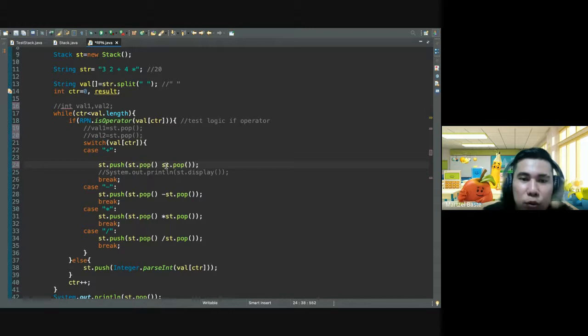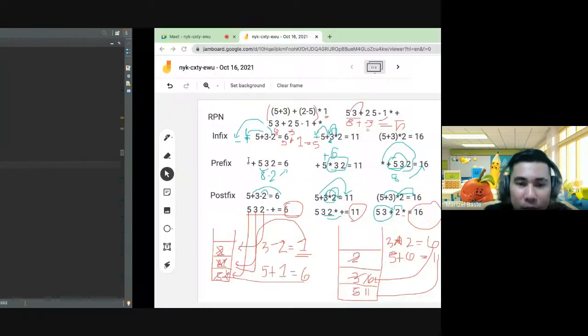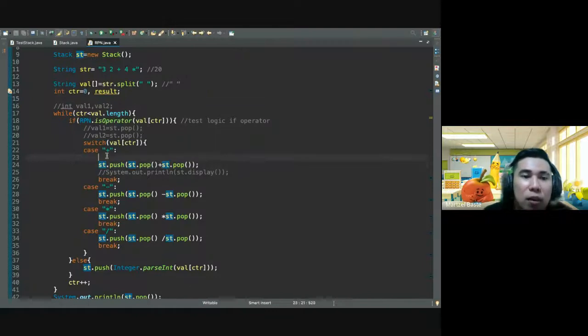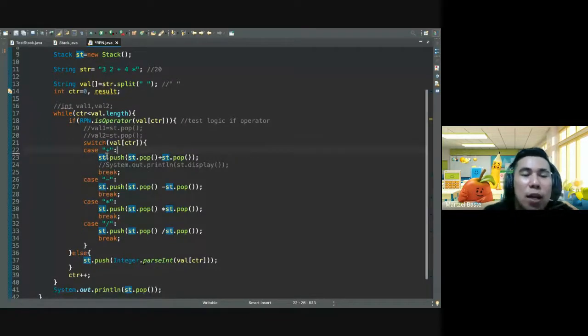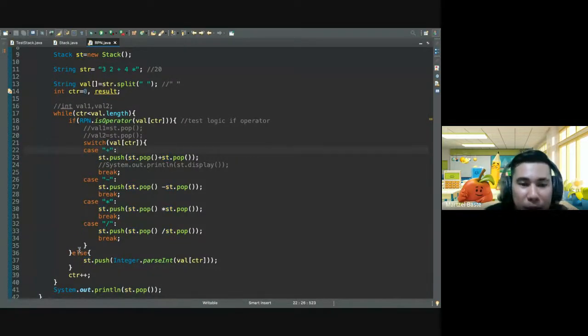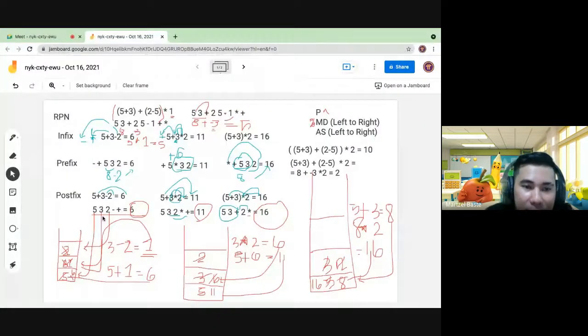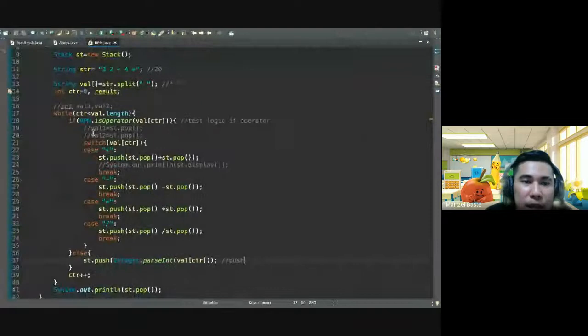So, meaning the two values, the two values that are pushed when there's an operator, the two topmost elements, it pops them. Okay, so that is if it's an operator, it pops. If it's not an operator, that's why we have the else, it pushes to the stack. Push. So let's say 5 and 3 and 2. Since it's not an operator, it pushes 5, 3, and 2. So 5, 3, and 2.